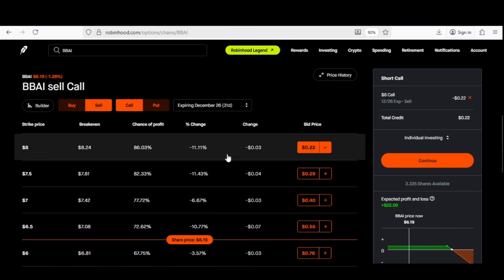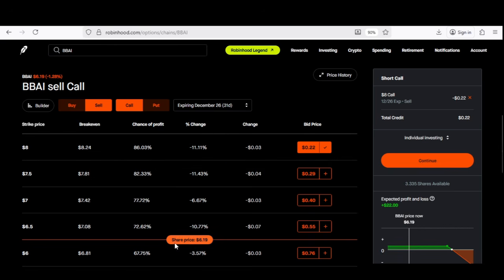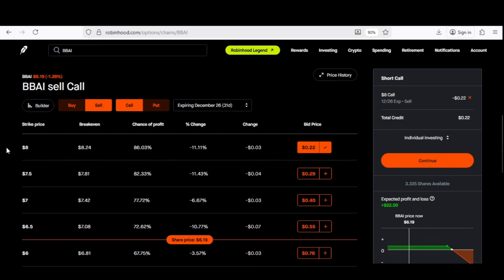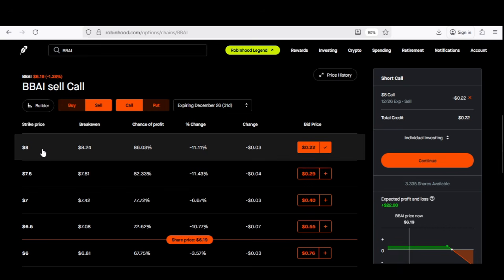Now, the other way this trade could go: if come expiration date, this share price happened to shoot right up and went past our $8 strike price, then we're going to lose our 100 shares. However, that is a win situation for us. Here's why. We're going to lose our 100 shares at $8 per share. $8 multiplied by 100 shares gives us $800. So now we're going to have $800 in our portfolio, but we're not going to have the 100 shares.